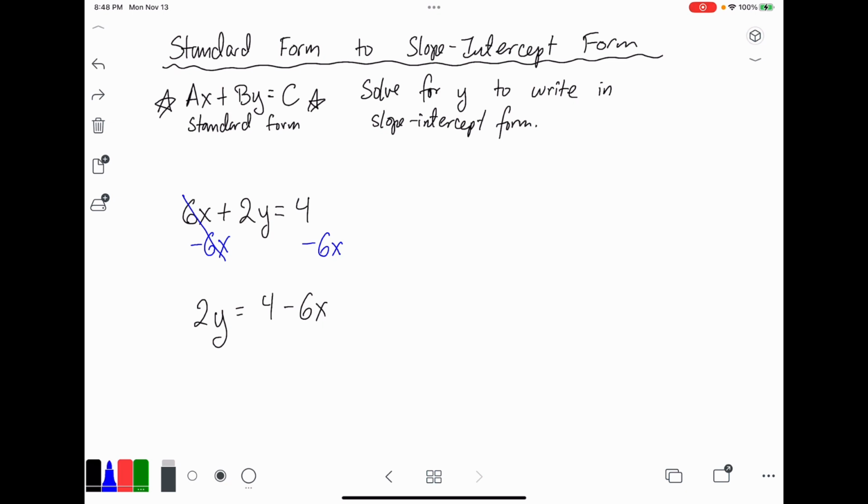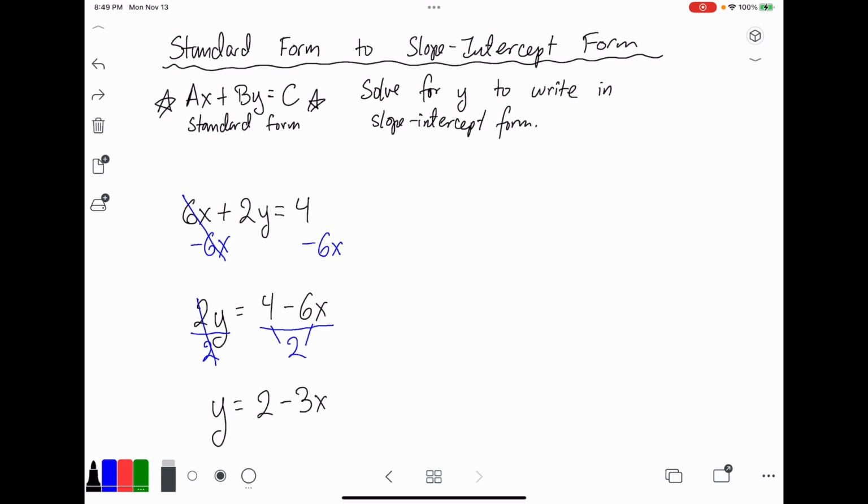The final step to solving for y is we need to remove the multiple of 2. So to remove that multiplication, we divide by 2. But of course, if we divide the left side by 2, we have to divide the right side by 2. And remember that division is distributive, so we have to actually divide both the 4 and the 6x by 2. And this gives us y equals 2 minus 3x.